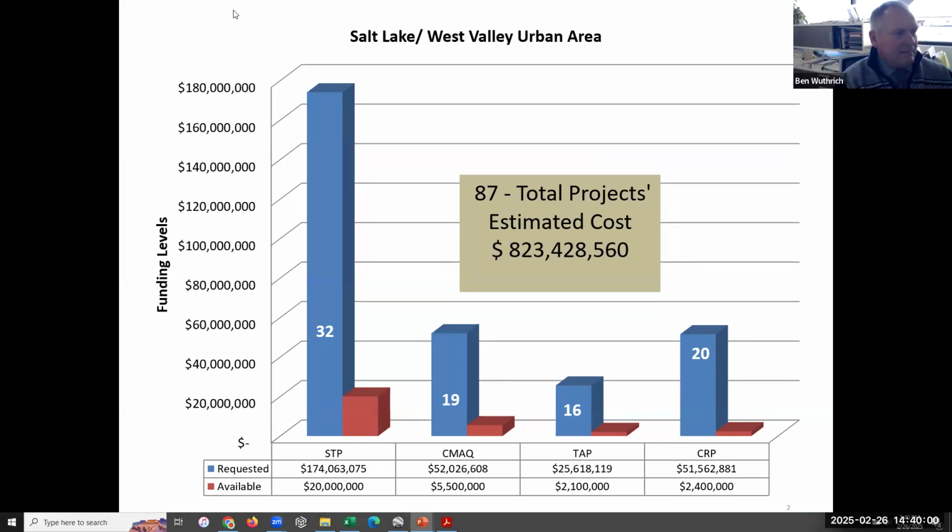So in the STP program, we had 32 projects submitted for review, totaling more than $174 million in requests for an estimated amount available of $20 million.